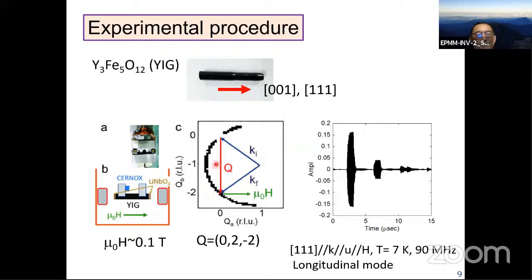Here is the scattering plane. The magnetic field direction was always perpendicular to the scattering vector 0 0 -2. On every measurement, we checked the ultrasound echo signal like this. So this large echo signal certifies the high quality of our YIG crystal.